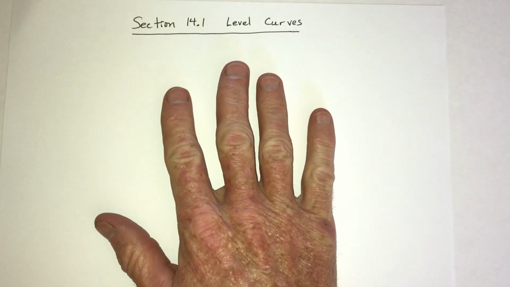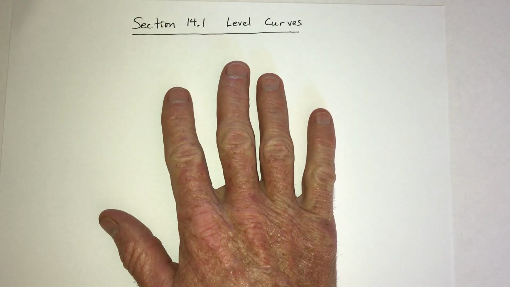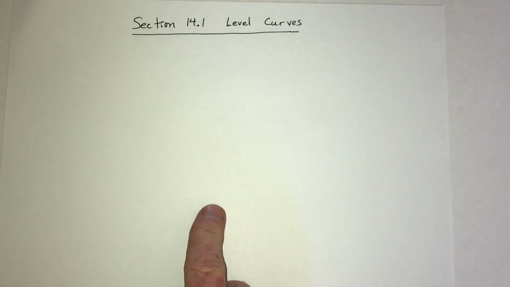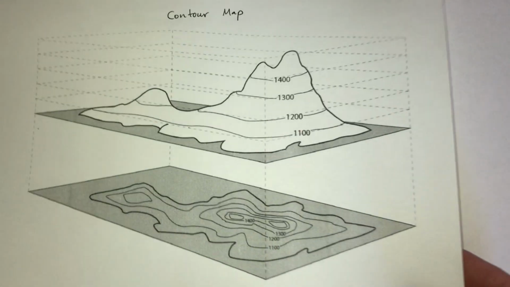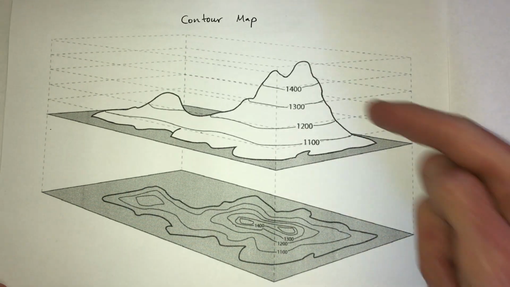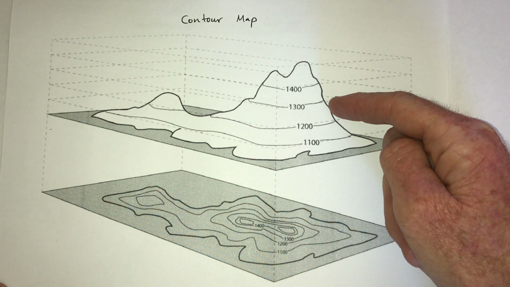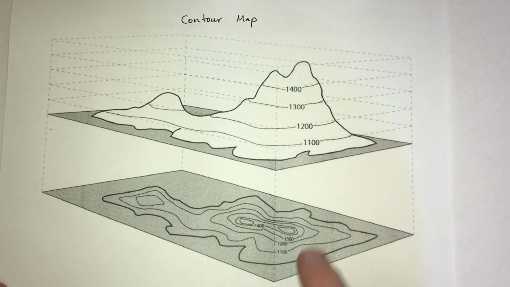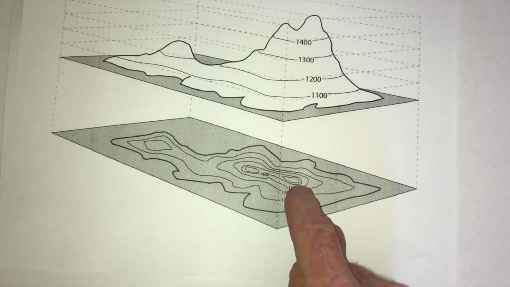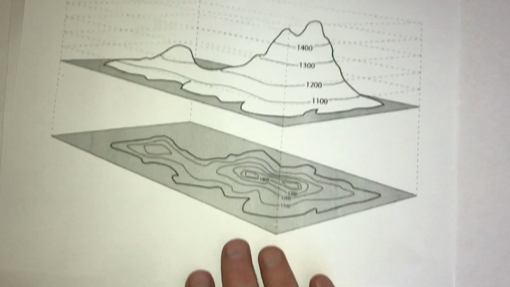Well, section 14.1 is actually going to be quite easy. Level curves. The idea is you have something in 3 dimensions and you want to describe that in 2 dimensions, like a piece of paper. Here's an example, a contour map. So you have this little mountainous region right here, and you want to take this information which lives in 3 dimensions and then be able to describe it in 2 dimensions, like down here.